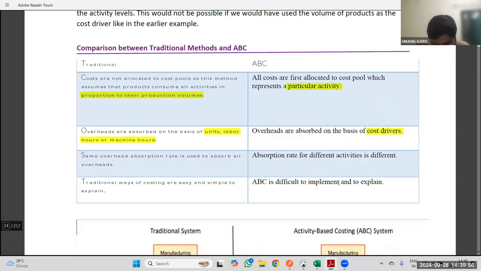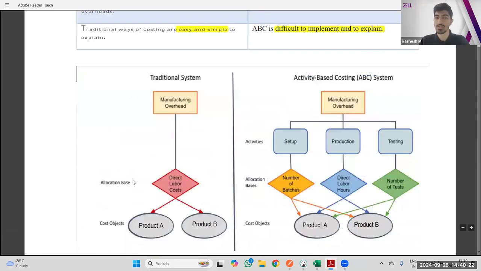Third point, in traditional, the same overhead absorption rate is used to absorb all overheads. In ABC, the absorption rate for different activities is different. Fourth point, traditional ways of costing are easy and simple to explain. ABC is difficult to implement and to explain. Perfect. So mainly the last point I think we need to cover. The first three points are primarily what we discussed. Absorption costing is one directional. ABC is more branches, more accuracy, more specifics. Correct.